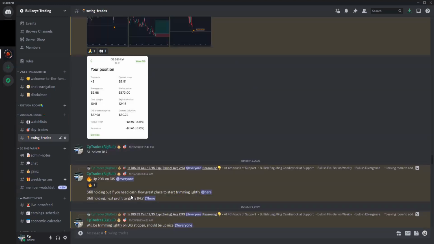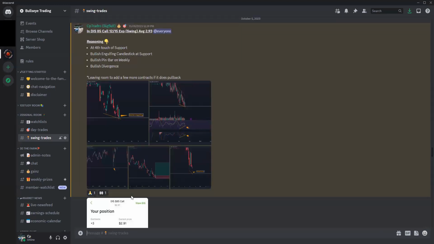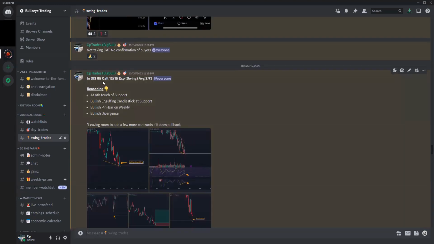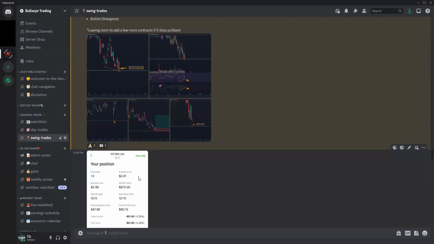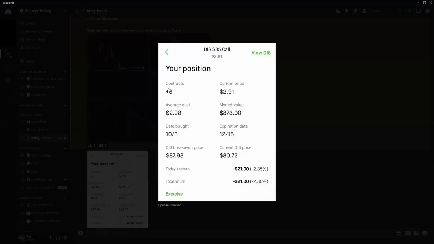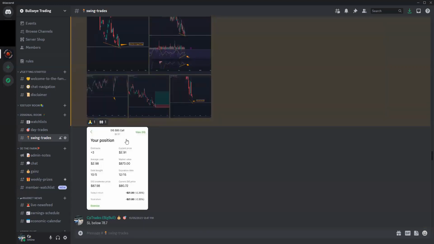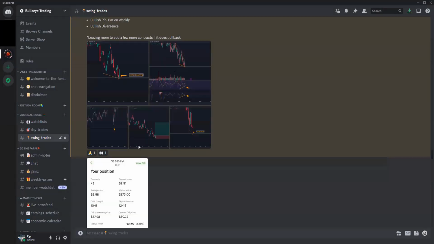Where did Monster go? No, not Monster. Let's look at Disney. Okay. So for this trade, I signaled I'm in Disney 85 calls, 12/15 expiration. I had an average of 2.93 on my contract price, and I posted my entry with the price right here. So I ended up buying three contracts, expiration date 12/15, like I mentioned, and I ended up getting in at a 2.98 average price. This says 2.93 for some reason, but 2.98 is what I averaged in.